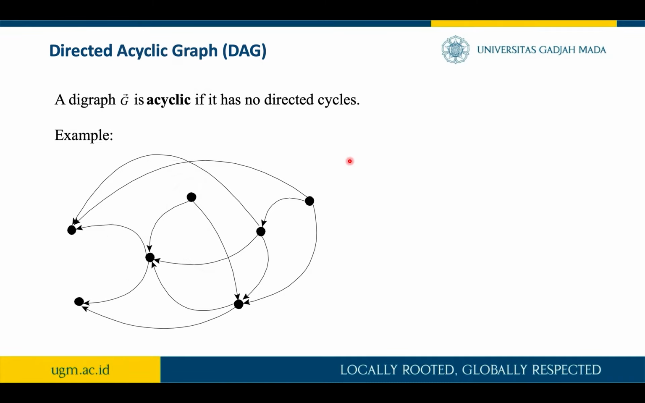Related to directed cycle, a directed graph which doesn't have a directed cycle is called a directed acyclic graph, or DAG. So if we look at this example, there's no way for us to form a directed cycle here. So this graph is called a directed acyclic graph. It means that there is no directed cycle in the directed graph.